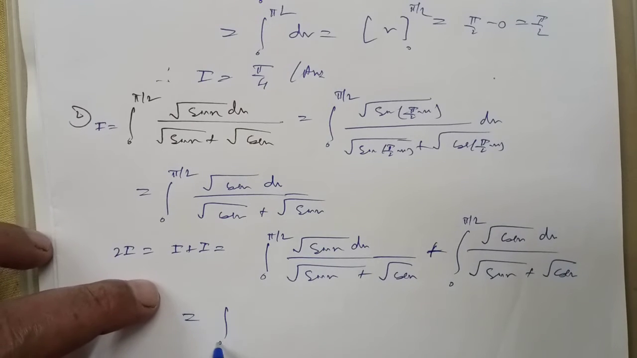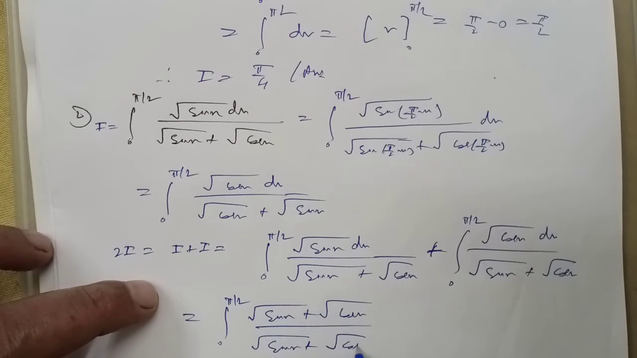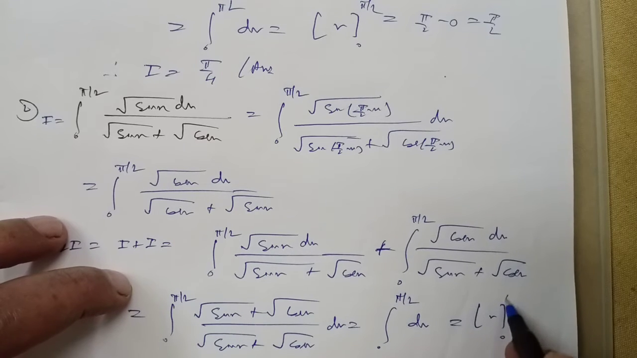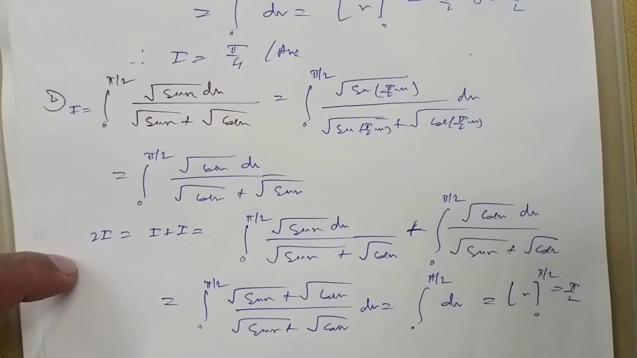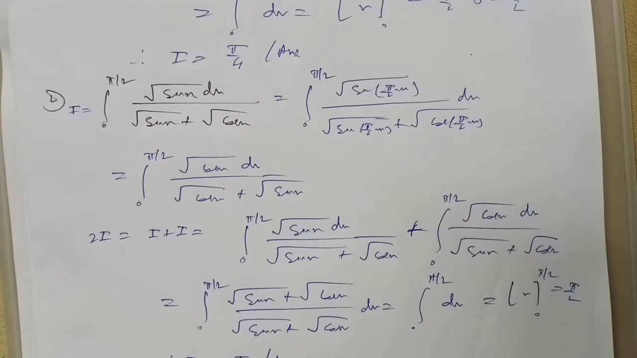Now adding them, we get integral 0 to pi by 2 root over of sin x plus root over of cos x by root over of sin x plus root over of cos x dx. Like the previous one, this is integral 0 to pi by 2 dx, that is x from 0 to pi by 2, that is pi by 2. So our 2I is pi by 2, so therefore I will be equals to pi by 4. This is our answer.